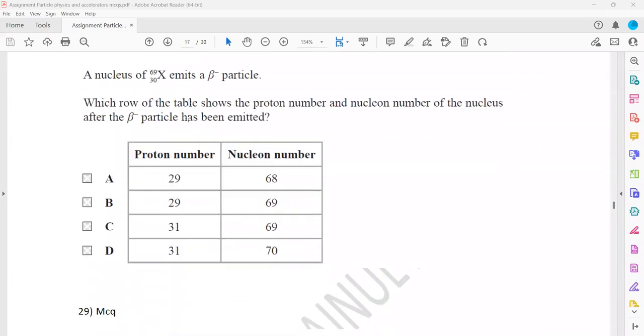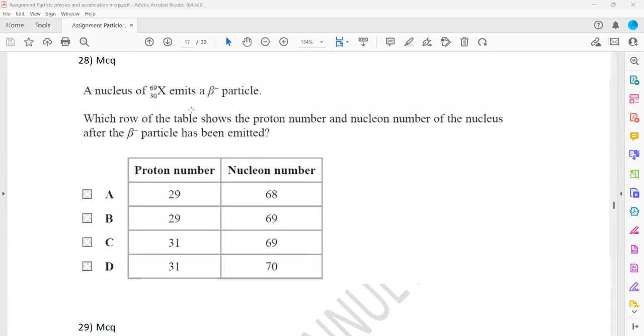Then a nucleus which is X with 69 and 30 emits a beta particle. So it is a beta negative. In a beta negative, what happens? A neutron breaks into a proton and an electron, and to conserve lepton number, there will be an anti-electron neutrino.